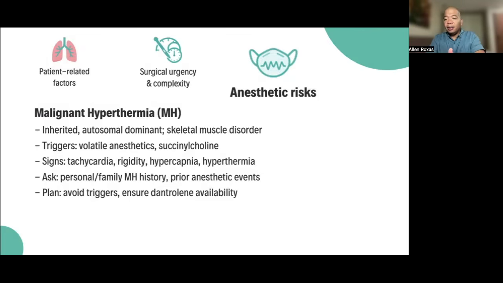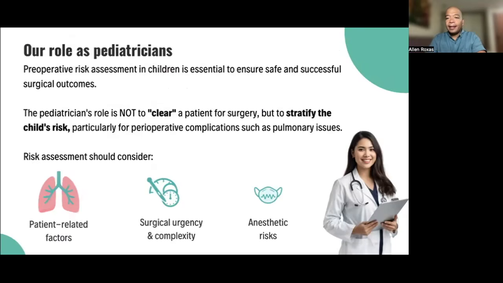Now, although uncommon, malignant hyperthermia should always be considered. It is an important anesthetic consideration, and a personal or family history should always be sought. Recognition before surgery allows avoidance of triggering agents and preparation of appropriate treatment strategies. Again, our role is not to clear a patient for surgery, but to stratify the child's risk, particularly for perioperative complications such as pulmonary issues.